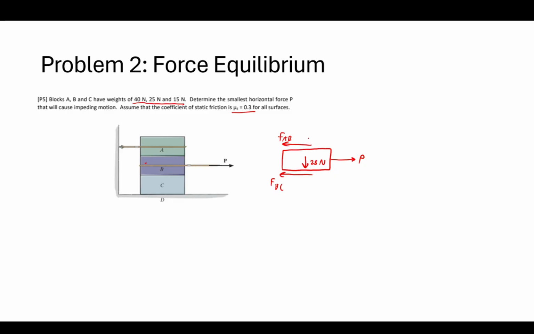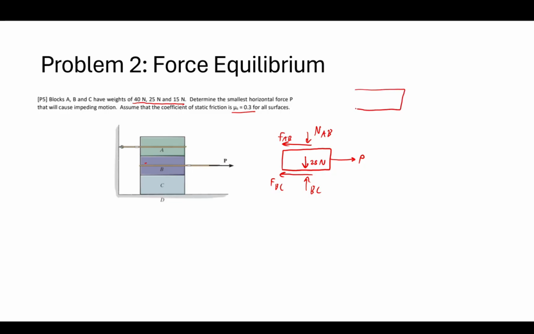Now, we are missing the normal forces. We say that there's a normal force acting between B and C here, and then there's a normal force coming from the top block, which is acting downwards, and we'll see why in just a moment. That's going to be NAB.